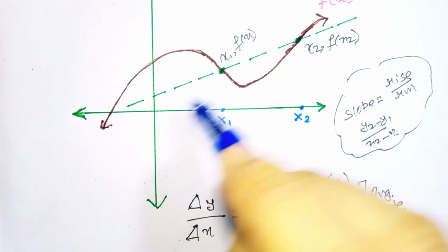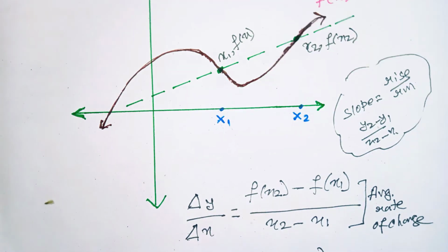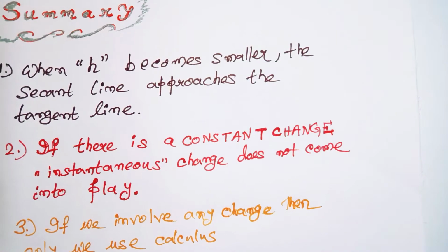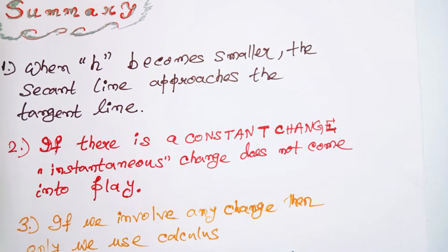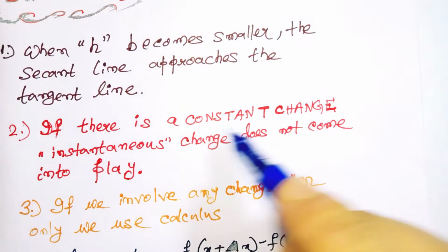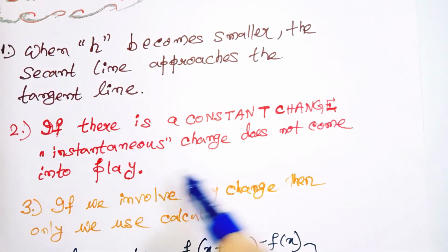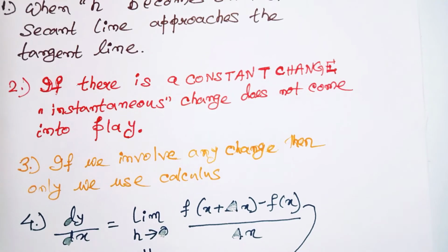The tangent line means that we are getting a single line. So when h approaches 0, the secant line is approaching the tangent line, and we are getting an exact value. If there is a constant change, instantaneous change doesn't come into play.